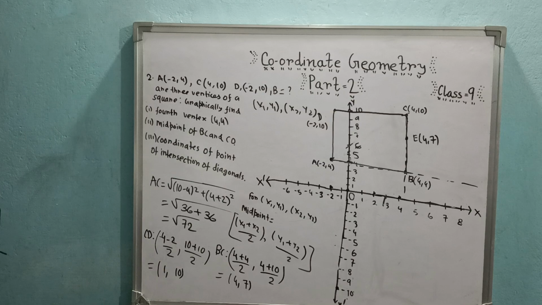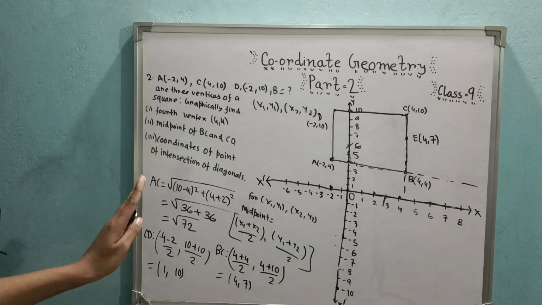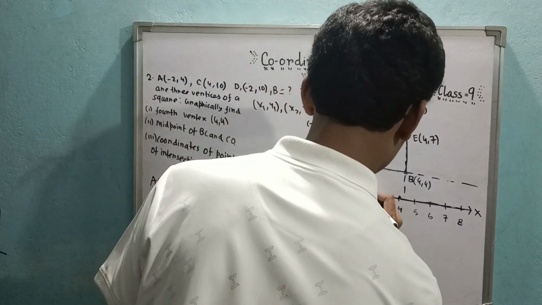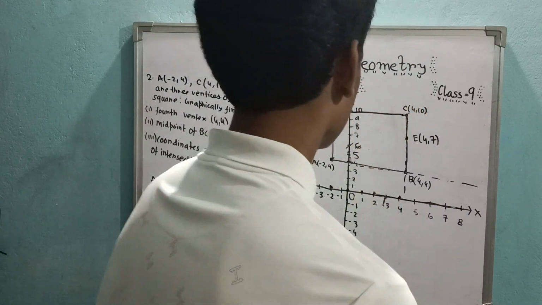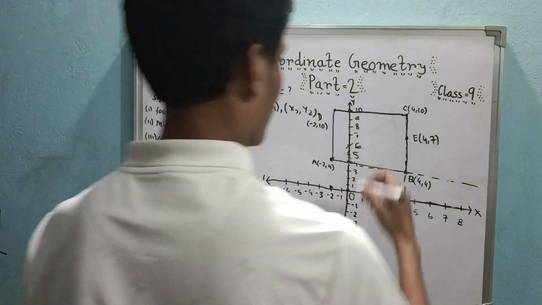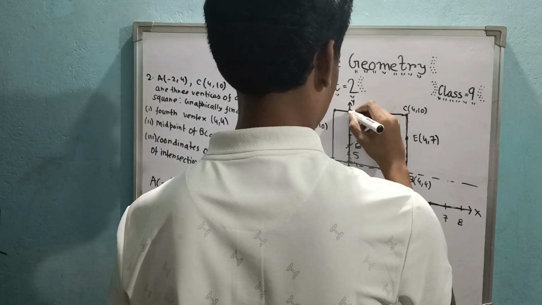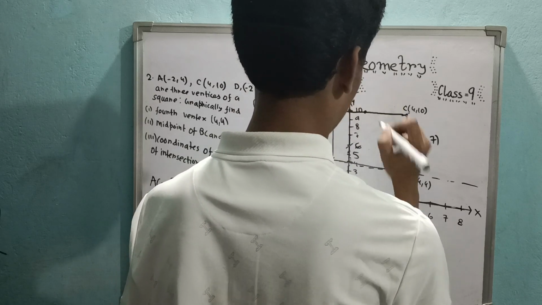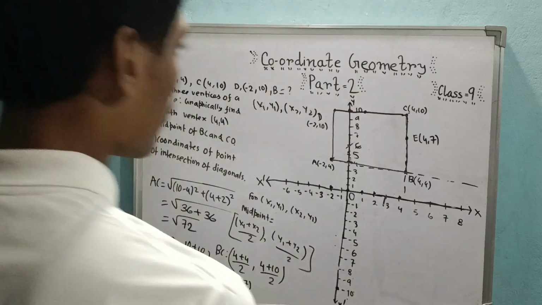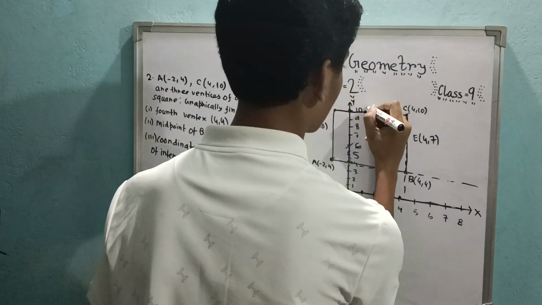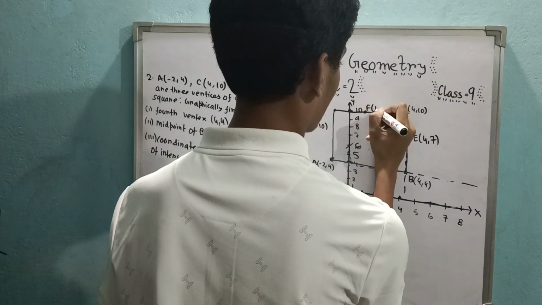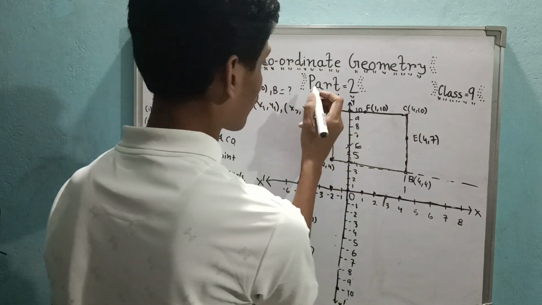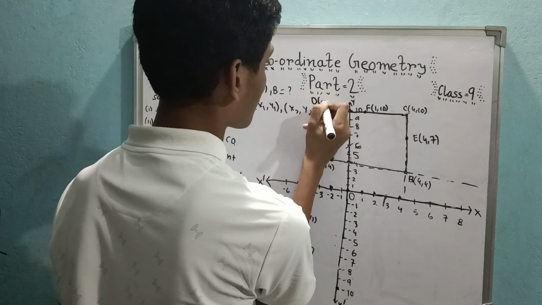Now mark this midpoint of CD on the graph paper because you have to do it graphically. So 1 comma 10: 1 unit on the x-axis and 10 units on the y-axis. This is here. So we intersect them somewhere around here. Yes, that will be our midpoint F. Okay, F 1 comma 10. I'm writing D here because you might not be able to see it.